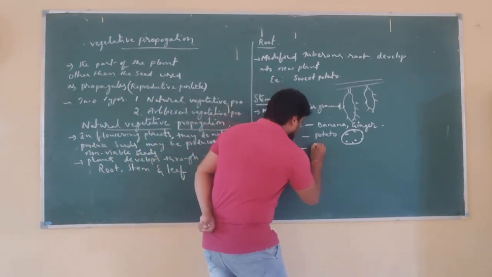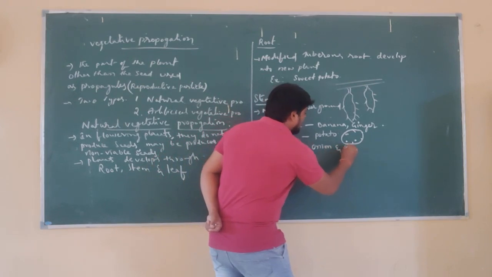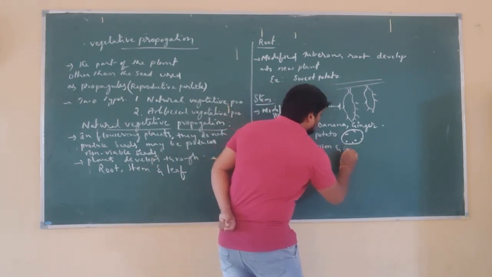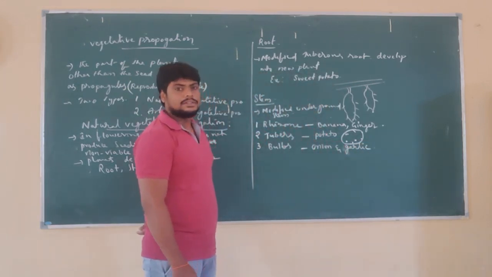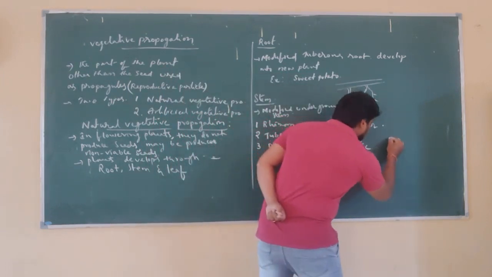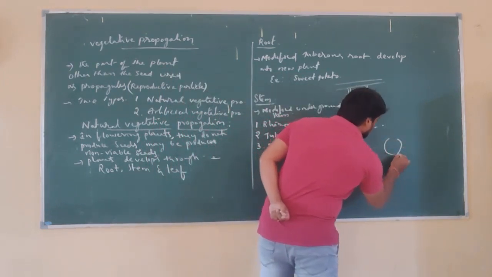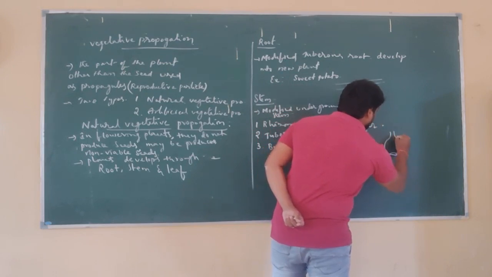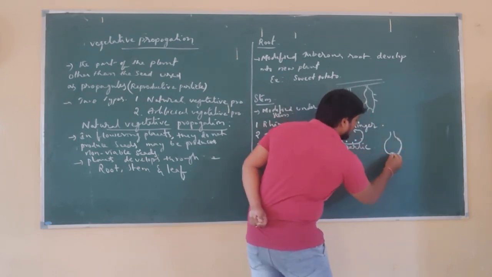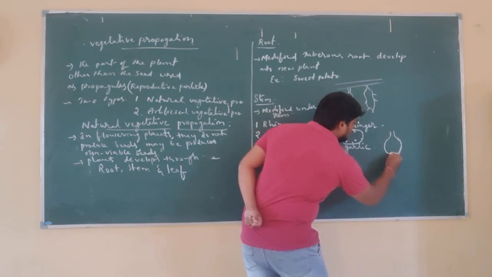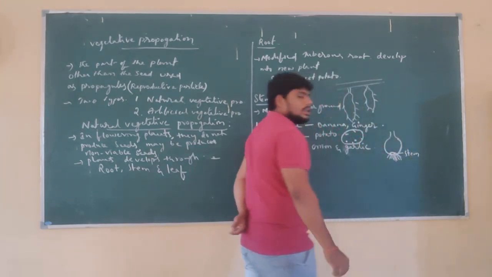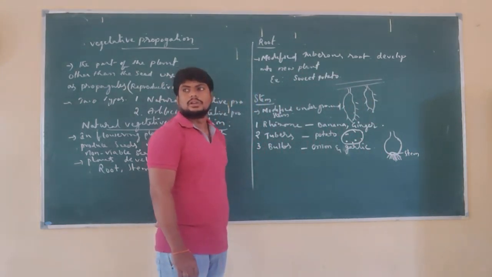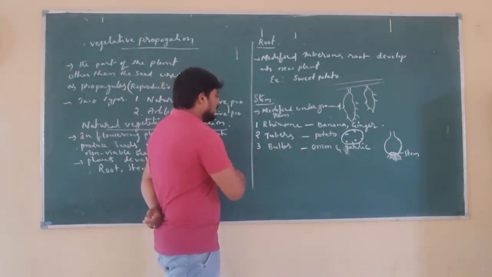And next, bulbs like onion as well as garlic. Onion, we have seen onion. Actually, in the case of onion, if you observe, at the bottom of the onion you can find a disc-like structure. Through this disc-like structure, we have seen the growth of the roots. This disc of the onion we can call the stem. That stem is used to grow into a new plant. That's what we can see in the case of bulbs.